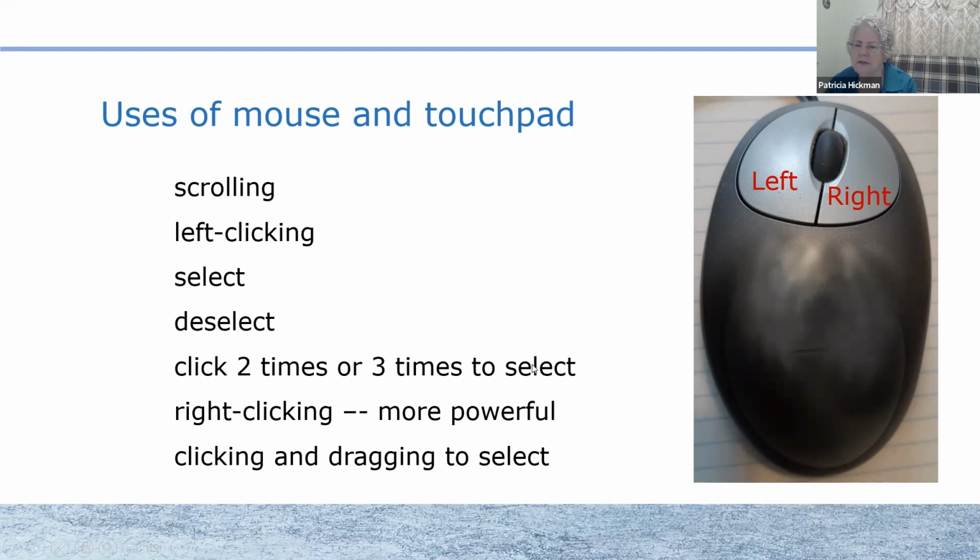Click two or three times to select more of your text. You can also hold the shift button down and left click to select more than one object. The right clicking is more powerful, and we'll go over that in a minute. You can click and hold your left button down, hold your mouse down, and drag it to select more of your text, or it might select several objects in some software.